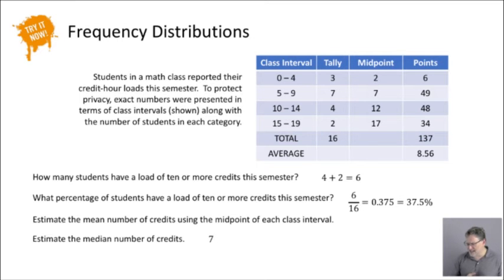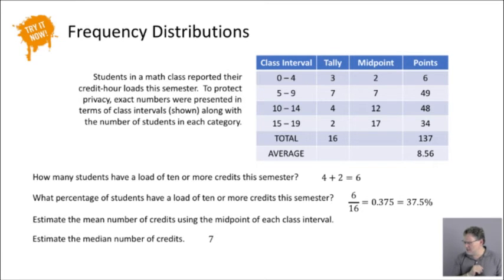And then lastly, the median number of credits. So how would you do this? Well, if you recall, in order to find the median, you have to arrange the data values in order from smallest to largest. And as you can see here with this frequency distribution, we've sort of implicitly done that. We're showing the smallest ones on the top, the class interval of 0 to 4. We've got 3 students there. And as we move down, we're getting the students that have higher and higher amounts of credits there. So we have put these things sort of in order.